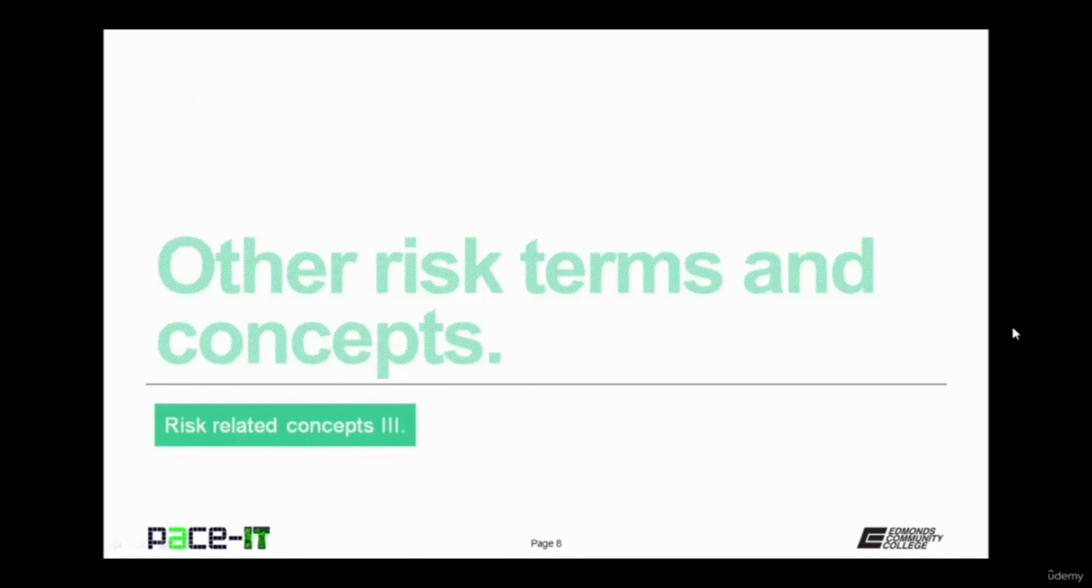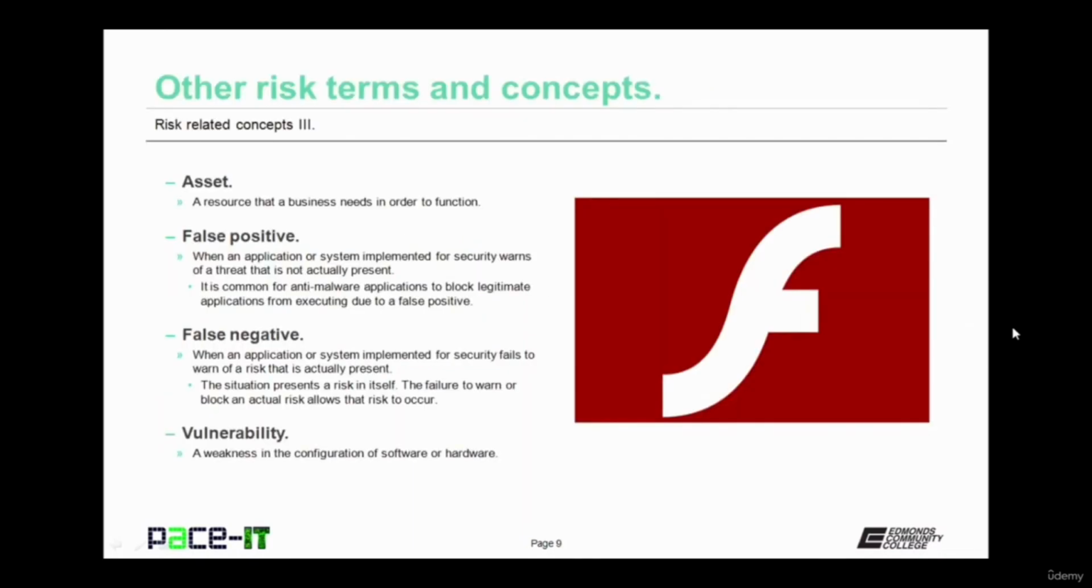And now let's conclude with some other risk terms and concepts. First up is asset. It's any resource that a business needs in order to function. And it can be anything from as minor as a pen or pencil to as major as a metropolitan area network. Then we have the false positive.